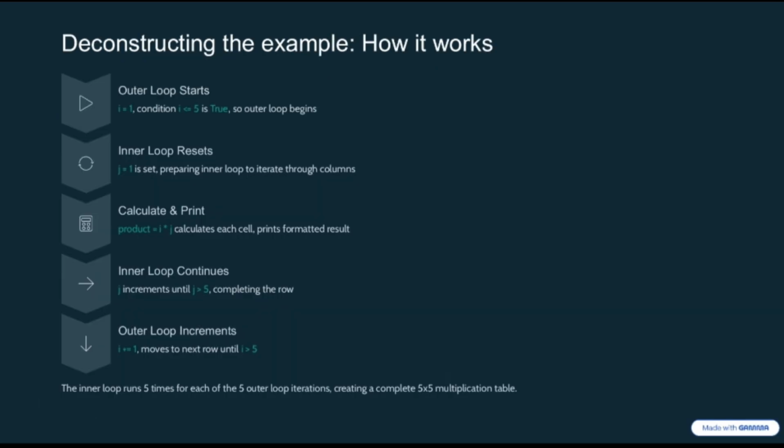How it works. The outer loop starts with i equal to 1. The inner loop starts with j equal to 1. The product is calculated and printed. The inner loop runs 5 times. Then the outer loop increases and repeats.